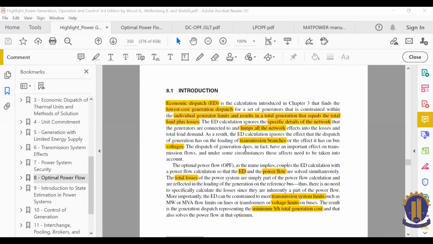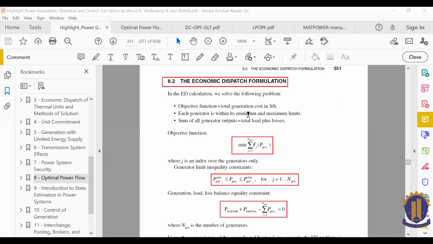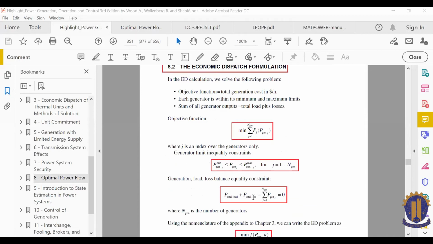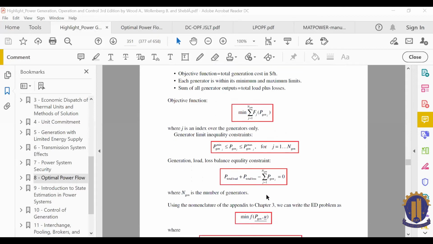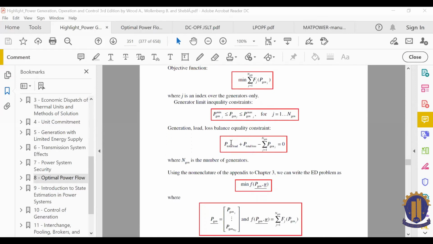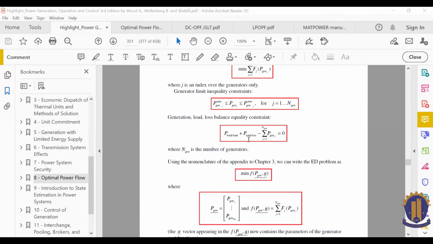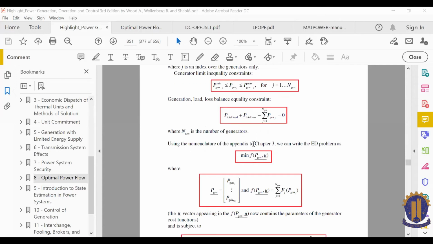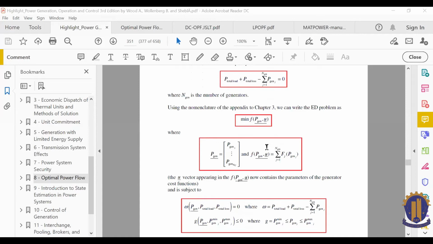Here in this formulation, there is the objective function, then the local generator constraint, and the load plus loss is equal to the generation from all the generators. So here we index j as the number of generators. There is no consideration of network. So we will read and consider this formulation from the book, from this chapter actually.